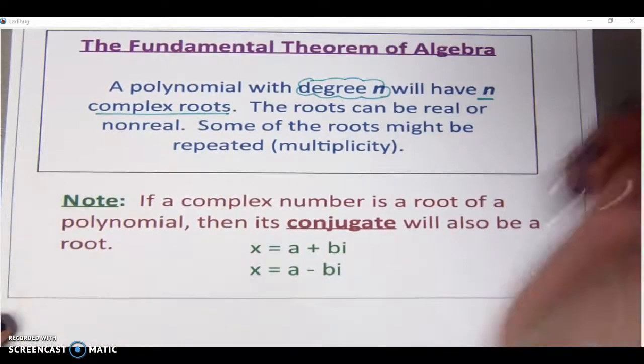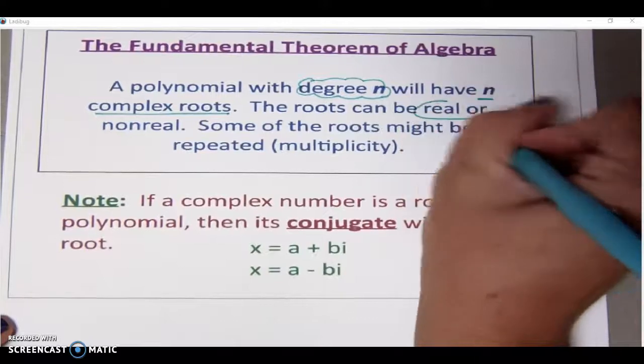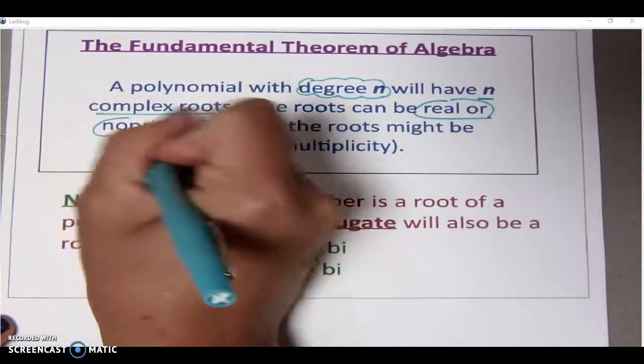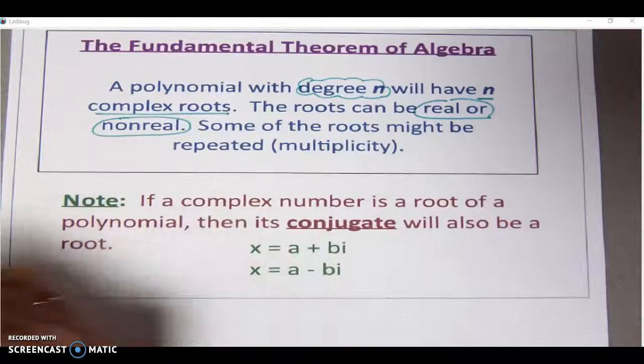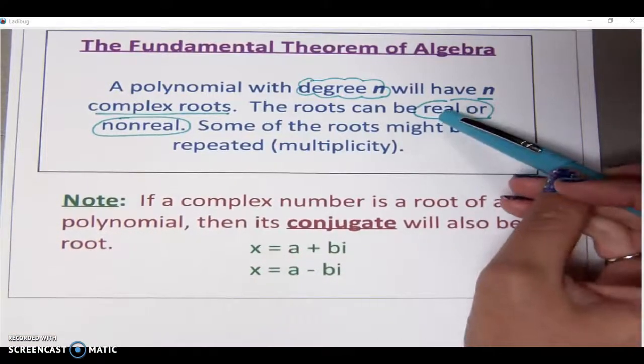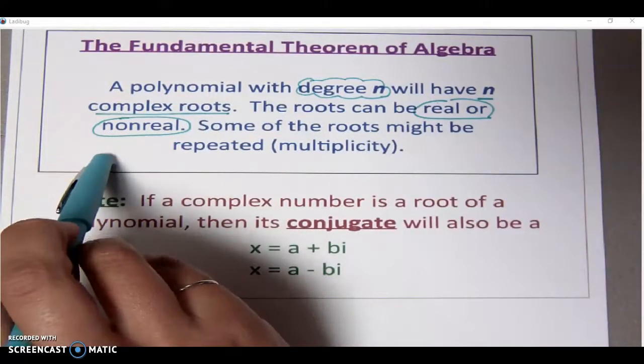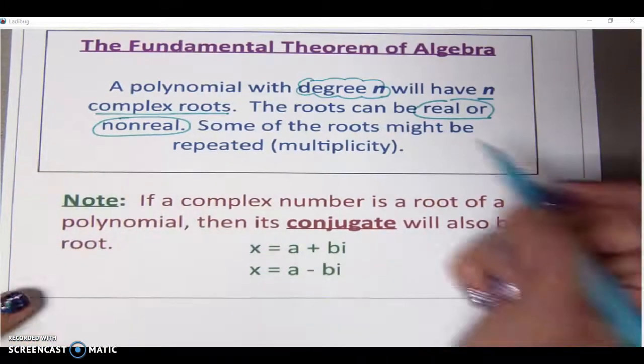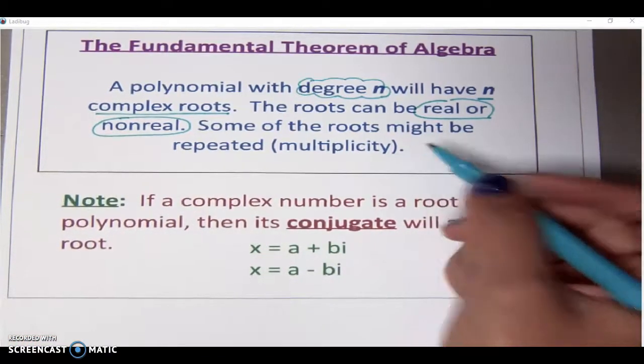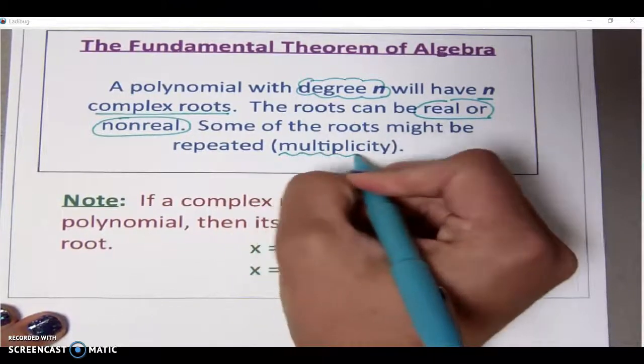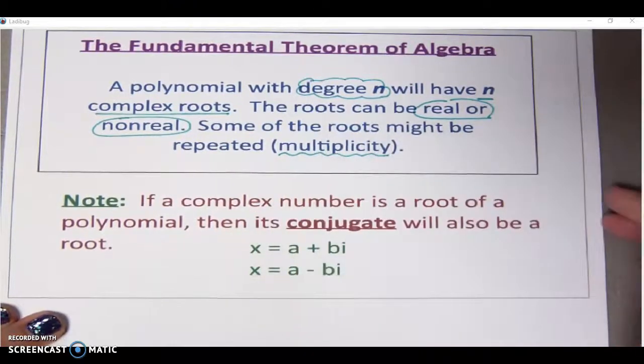These solutions, or these roots, can be real, or they might be imaginary, so they might be non-real. The real solutions will show up on the graph, the non-real solutions will not show up on the graph. And then sometimes the roots may be repeated, so remember when we talked about multiplicity, that could also be happening.